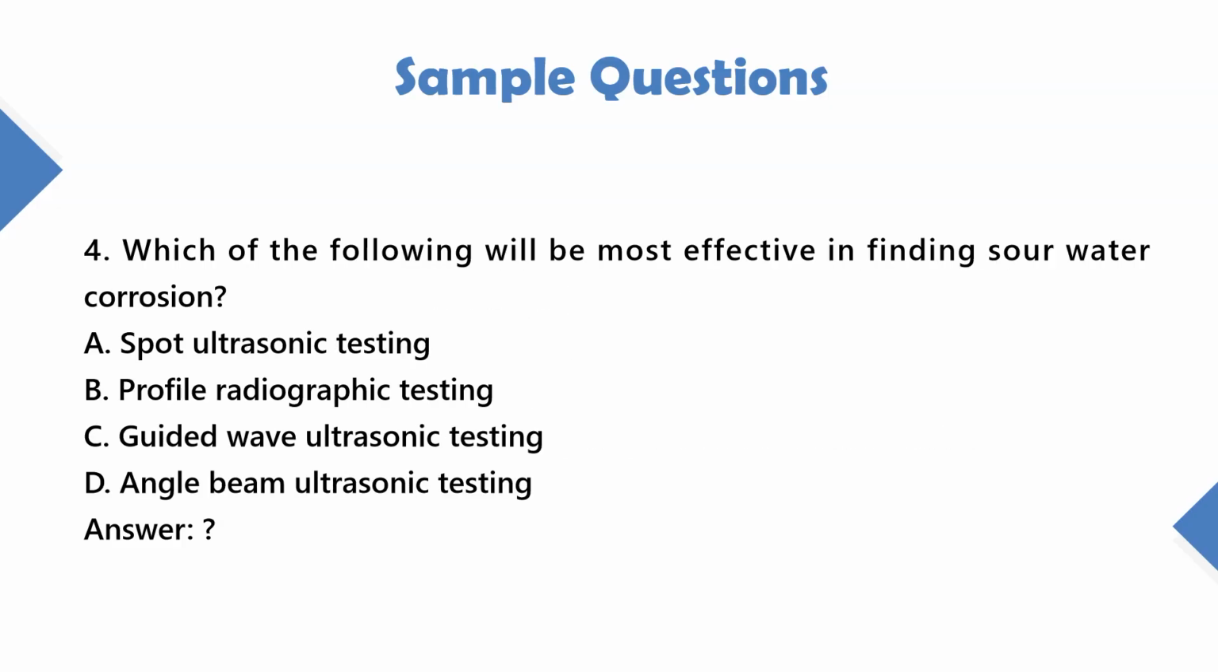4. Which of the following will be most effective in finding sour water corrosion? A. Spot ultrasonic testing. B. Profile radiographic testing. C. Guided wave ultrasonic testing. D. Angle beam ultrasonic testing.